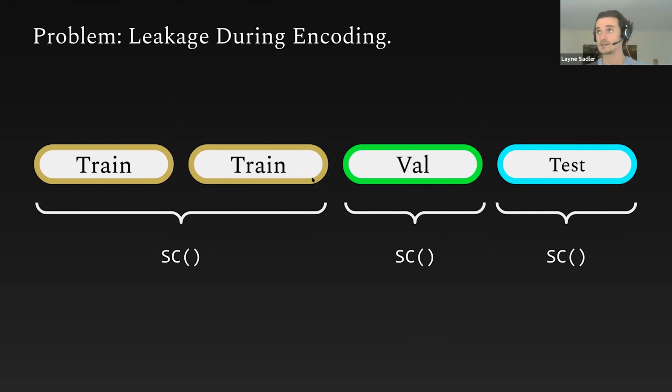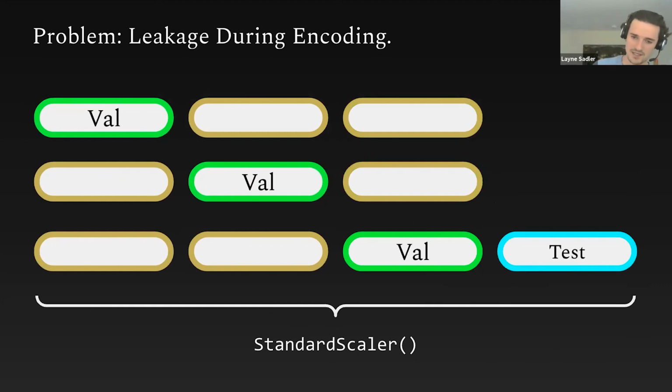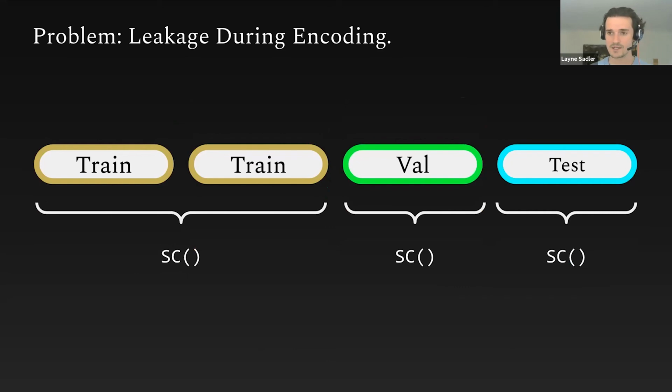It's like someone telling you to guess how many people are in a room, and you already know the average of how many people are in how many rooms. So you shouldn't be encoding your entire data set. You need to encode separately, and that's one of the main things that AIQC does, and it works with cross-fold validation, which is tricky.